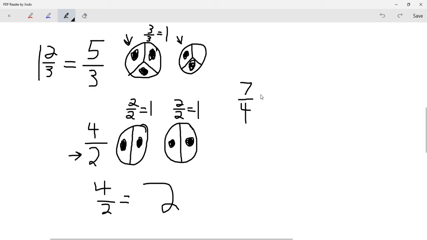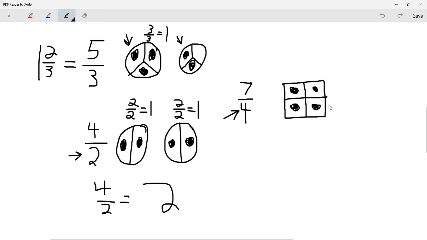So now we can go into 7/4. I don't need to draw circles. I can also draw squares, rectangles, anything. But I know that I'm splitting it into fourths because that's the denominator. The bottom number tells us how many equal pieces we're splitting the whole into. So this is 1, 2, 3, 4.